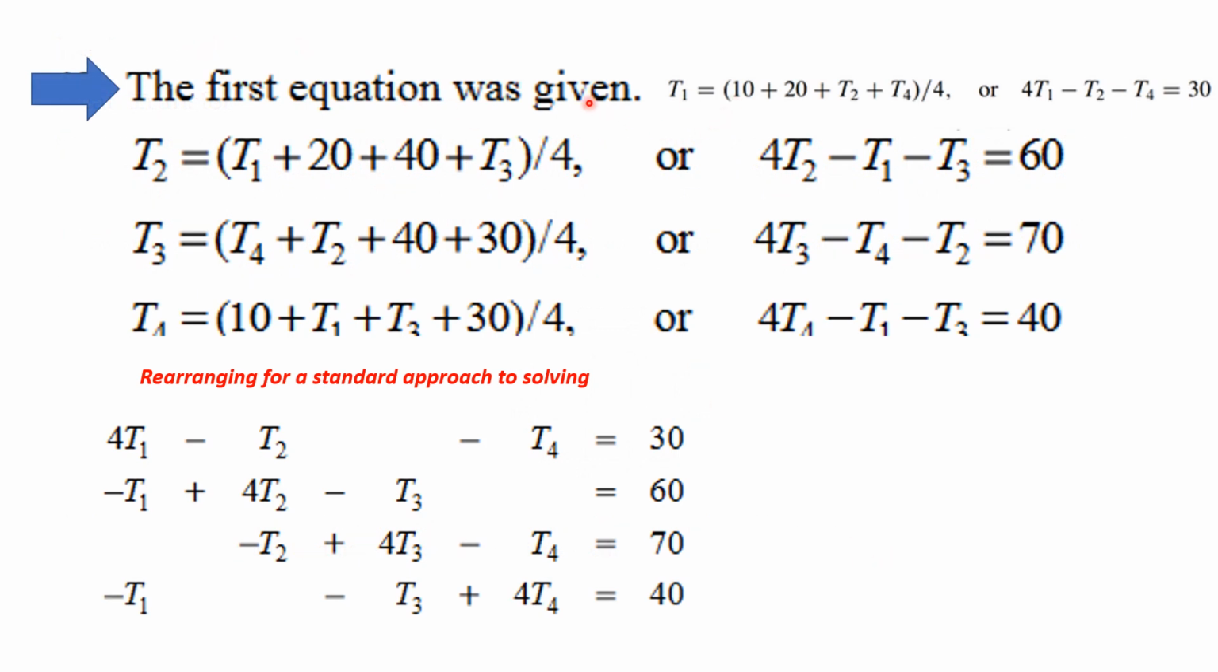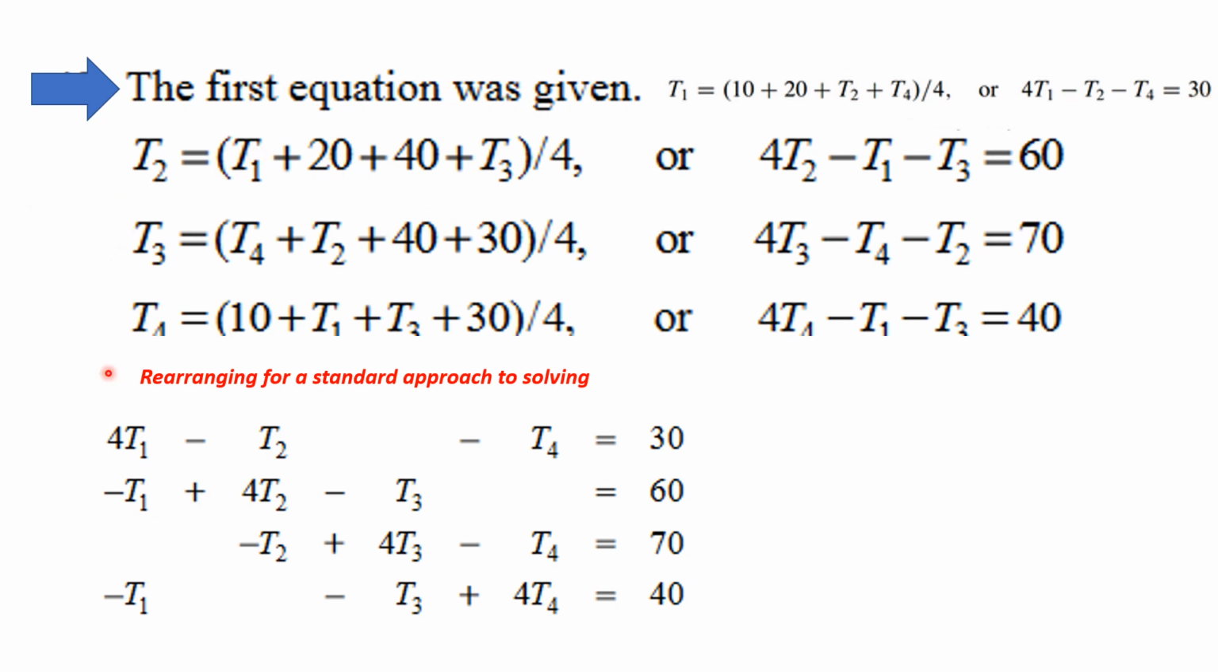Okay, the first equation was given as an example, and so we saw that T1 was equal to this, all this divided by 4. And if you reorganize this, where you have the T's in order of their subscript, it would be 4T1 minus T2 minus T4 is equal to 30.